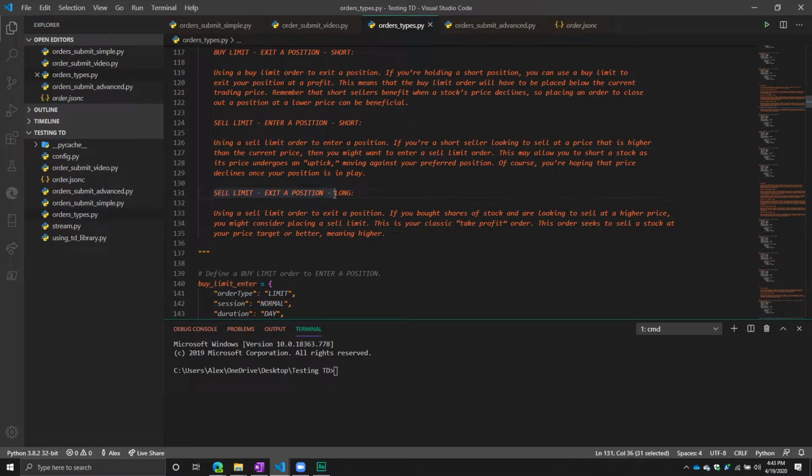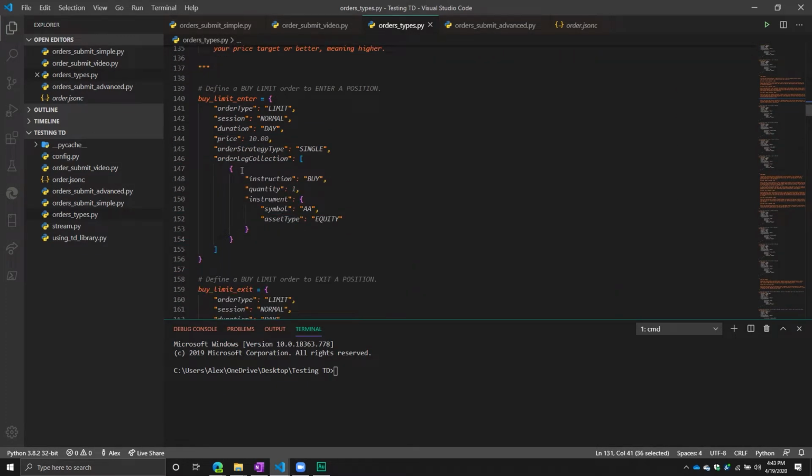Additionally, you have a sell limit to exit a position. So this is your take profit scenario when you've gone long. In this case, your stock has moved up a particular amount, and you said, that's awesome. I want to get out of this position because I have now basically made enough money. So I'm going to say I've made my 2 or 3% profit. I'm going to take my profit and get out of that position.